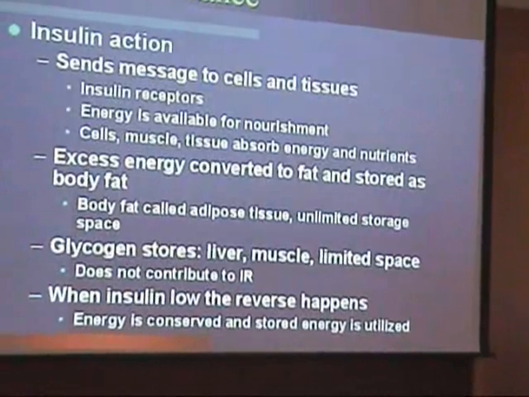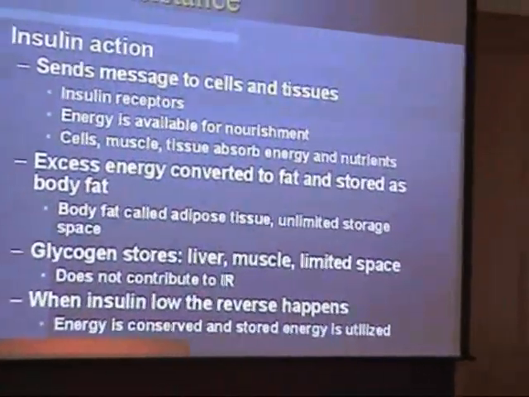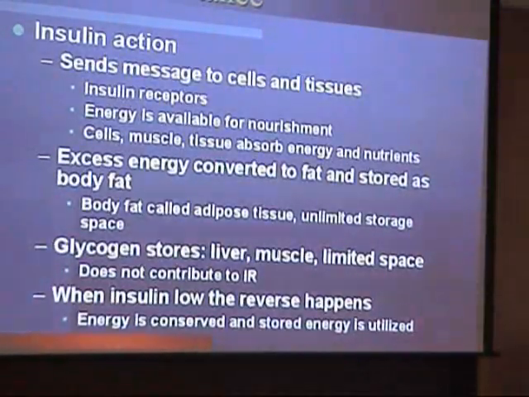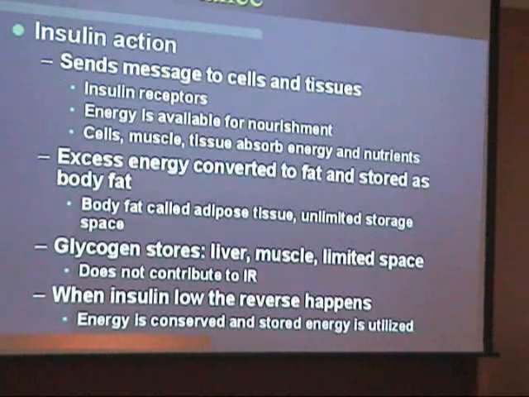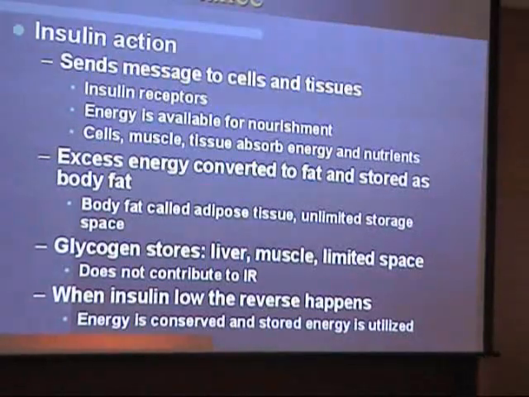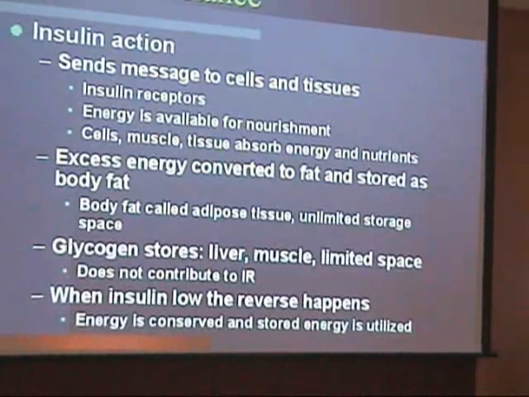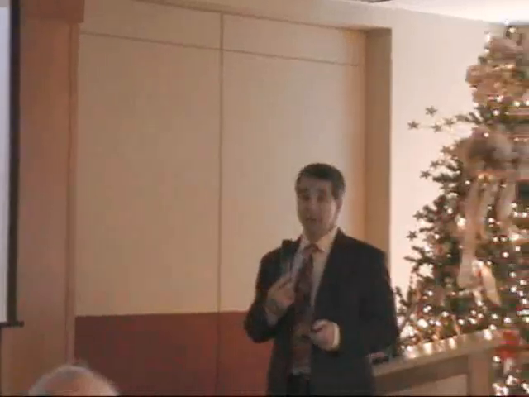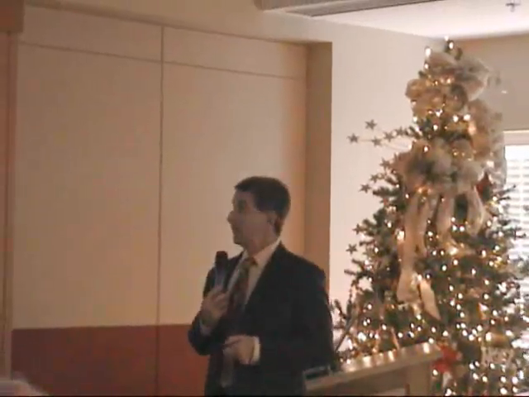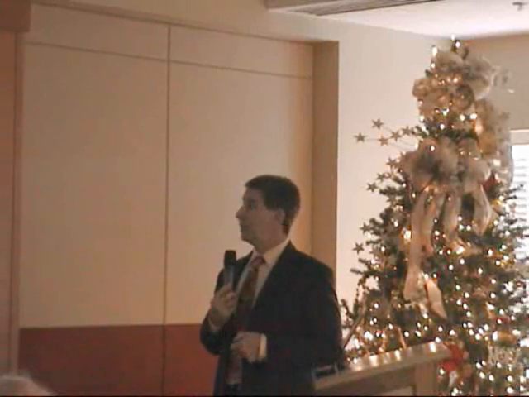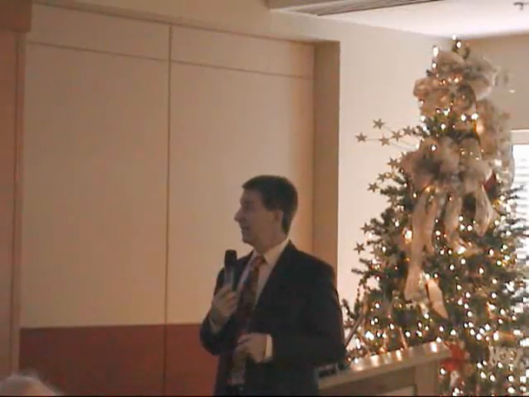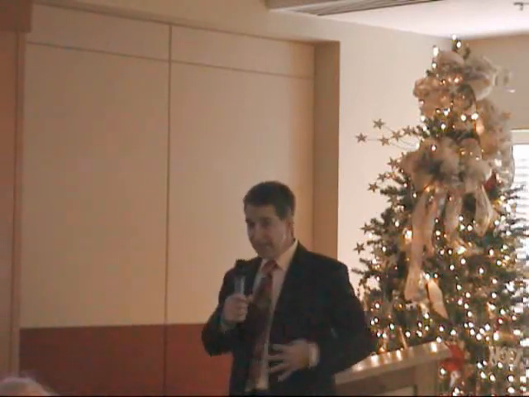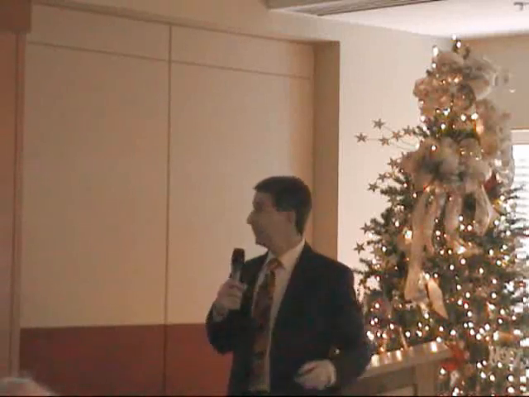So a little bit more about insulin. It sends a message to the insulin receptors throughout our body, and that message is, hey, there's energy floating around in our bloodstream, and it's available to absorb and use that energy. And so the cells in the body and all the muscle tissue absorb that energy. The other thing that insulin does on the end organ is it converts excess energy in the bloodstream to body fat. And so that's, of course, where we can develop the adipose tissue. And then the idea is that our body fat is this unlimited storage area.